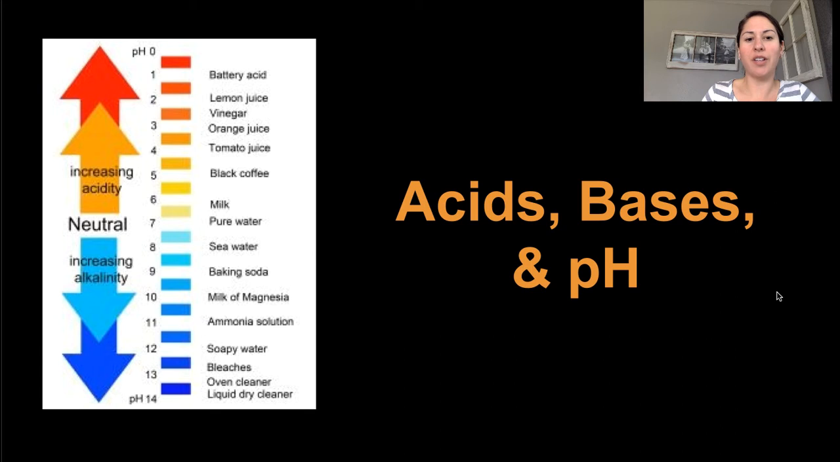Today we're going to take a look at some different substances and why they are actually considered to be acids or bases. And then we're going to go on and do a little bit of calculation with pH. So grab your Cornell notes and let's get started.